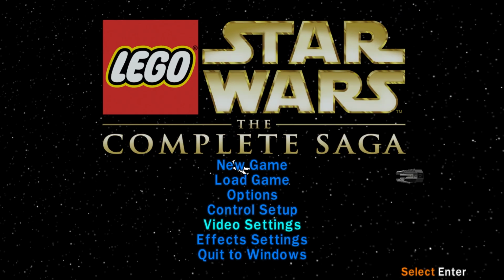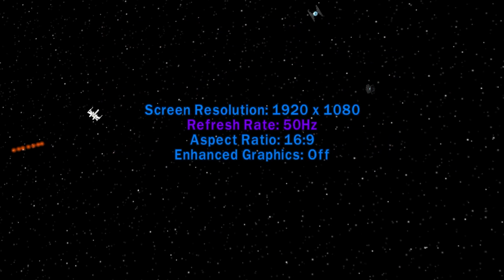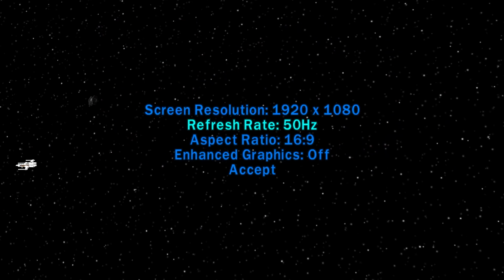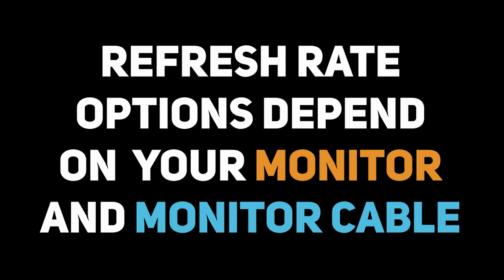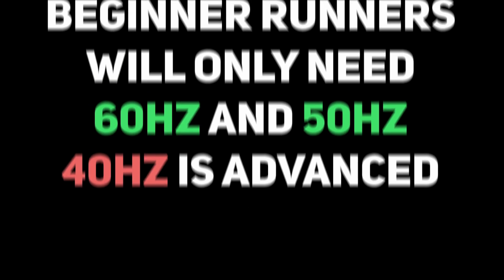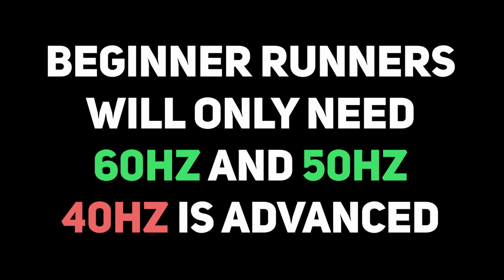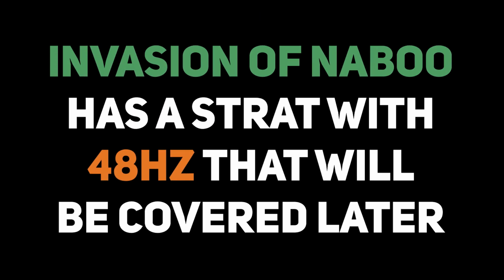In the video settings tab, there's a refresh rate option that, if you scroll through, should have a few options. However, the options displayed here are dependent on what type of monitor and monitor cable you're using. The 3 options you need to do all the tricks in the game are 60, 50, and 40. However, as a beginner, the only options you really need are 60 and 50. It's worth noting that there is a special case in Invasion of Naboo that uses 48 Hz, but that will be covered in the levels tutorial.